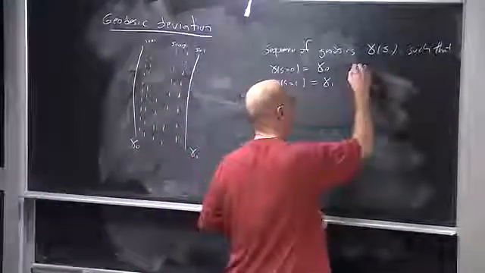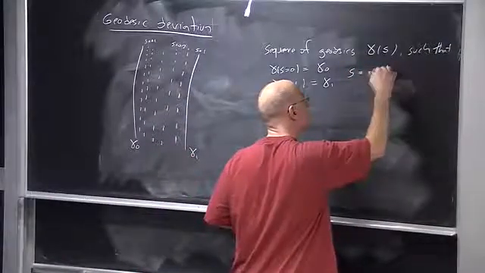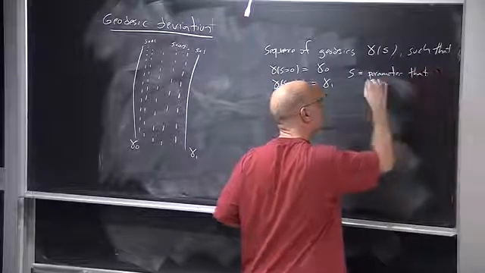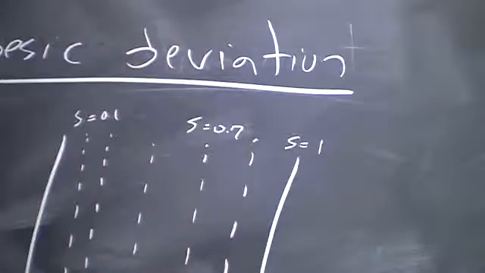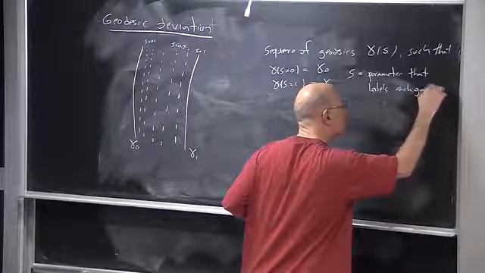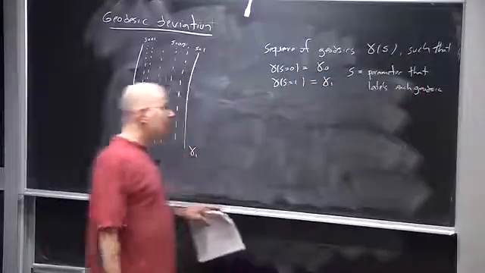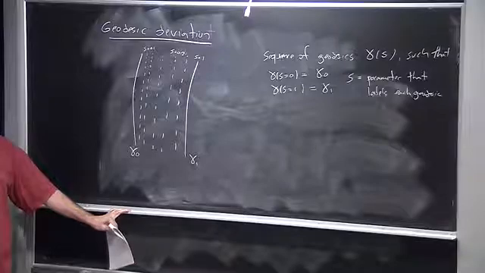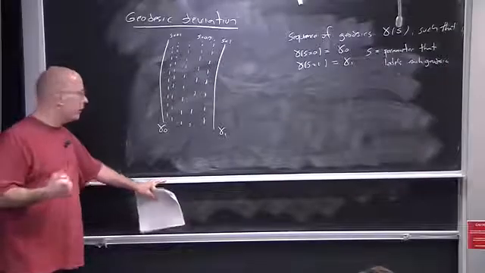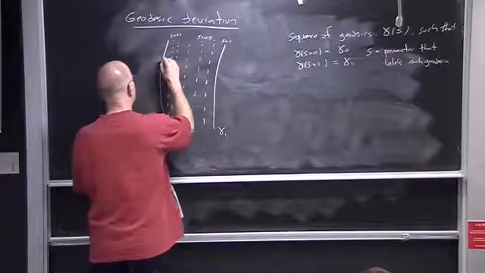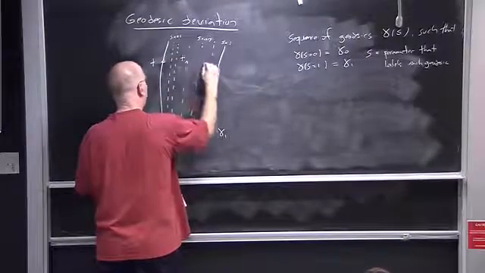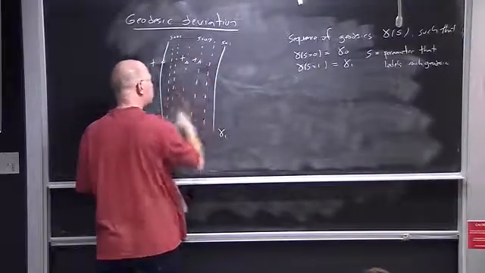S is a parameter that labels each geodesic. So that's one parameter. I also need a parameter that's going to be running along each geodesic. So I'll introduce T for that. So T is a parameter that runs along each one of those geodesics. So it's the running parameter on each geodesic.